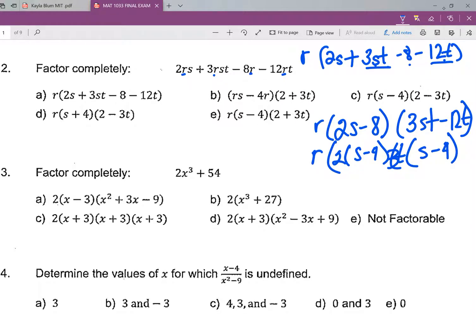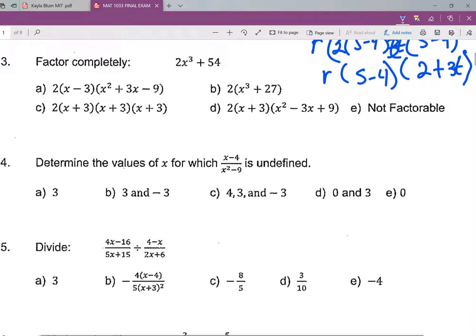So s minus 4 is my shared term. And then this part becomes r parentheses s minus 4. And what's left over here is simply the 2 plus 3t, because remember the 3t is a positive, so there's a plus in between there. Okay, so that's not that tough a question. You just have to figure out what they have in common and use that.